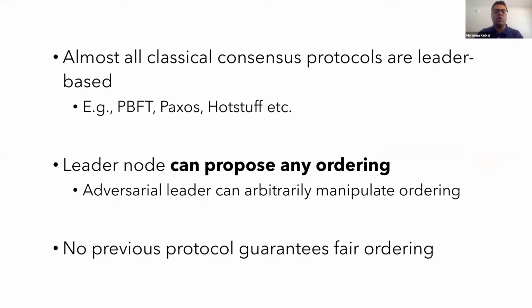This is evident while looking at classical protocols, for example. Many protocols like PBFT or HotStuff in the classical setting are leader-based, where there's a leader that proposes an extension to the ordered log, and all of the other replica nodes follow along. Some of the protocols allow the leader to rotate every so often. But in all of these protocols, whoever the current leader is can propose any transaction ordering that it wants. So if the leader is adversarial, it has the power to arbitrarily manipulate the ordering. And no prior permissioned protocol guarantees any notion of a fair transaction ordering.